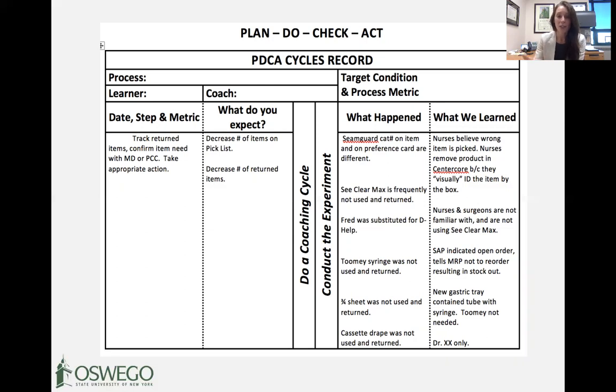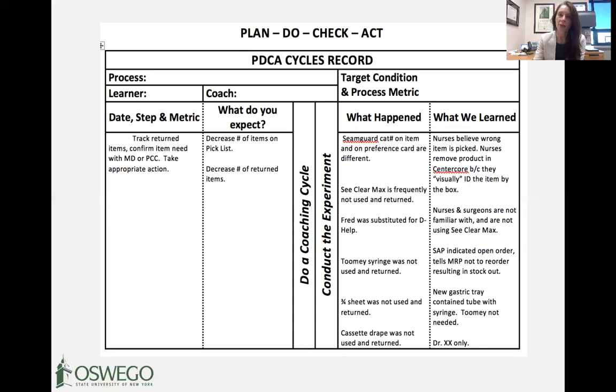There were some items that were substituted. Another item, the Toomey syringe, not used and returned, right? So really a lot of things that they identified. So what did they learn as a result of all of those things? So nurses believe wrong item is picked. The nurses remove the product from the center core because they visually ID the item by the box.